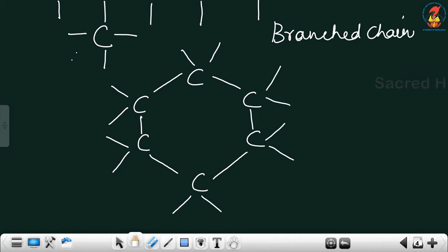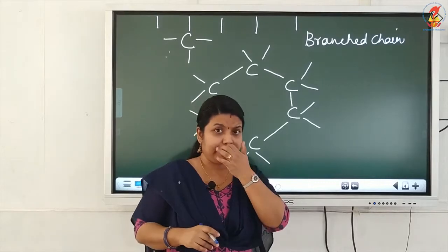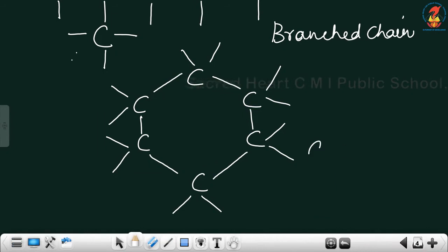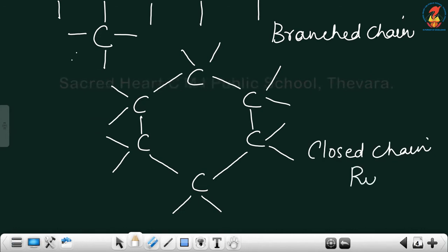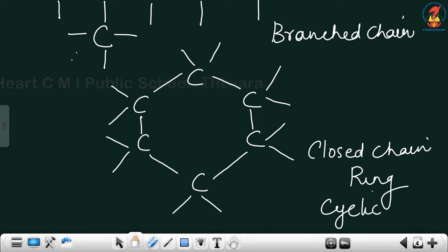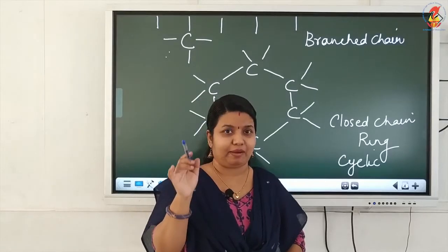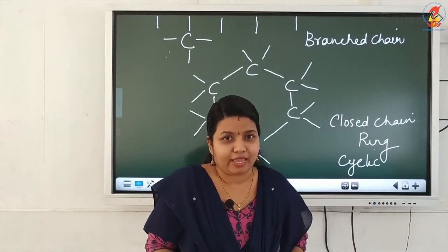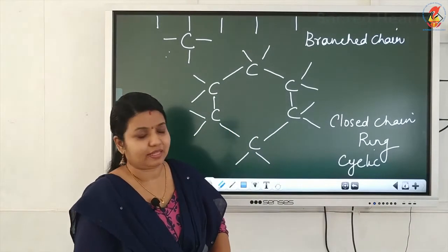So all the 6 carbon atoms have the 4 valencies satisfied. We call it a closed chain or a ring or cyclic molecule. Closed chain, the chain is closed, it has no open ends. So it is called a closed chain or a ring or a cyclic molecule. So with the same number of carbon atoms, 6 carbon atoms, I have drawn 3 different structures: straight chains, branch chains and closed chains, ring or cyclic structures.